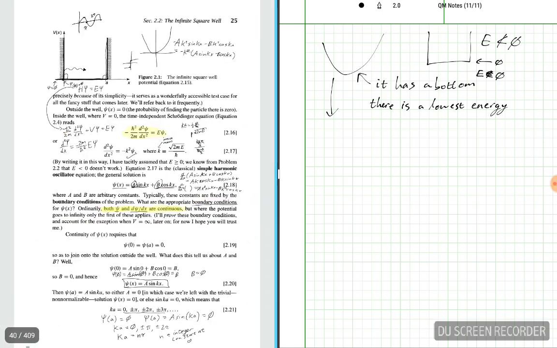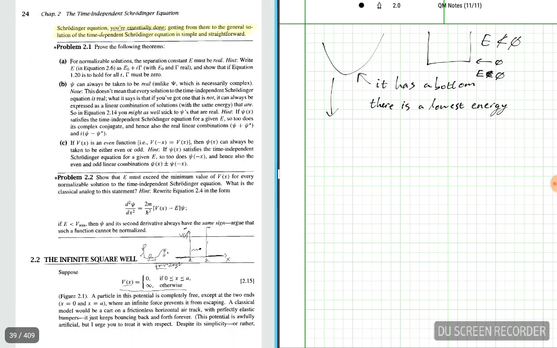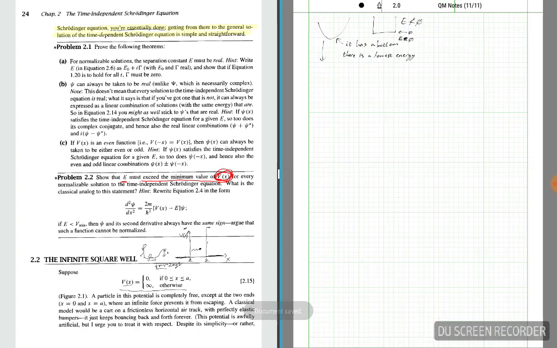It is way, way back in the beginning, before we even got to square wells, which is saying that E, the energy, has to be bigger than the minimum value of the potential. If my potential has a minimum, like it does for a simple harmonic oscillator, like it does for an infinite square well, there is a distinct bottom of the well. The energy of my particle cannot be outside that bottom of the well.